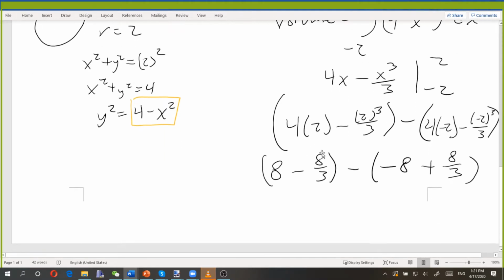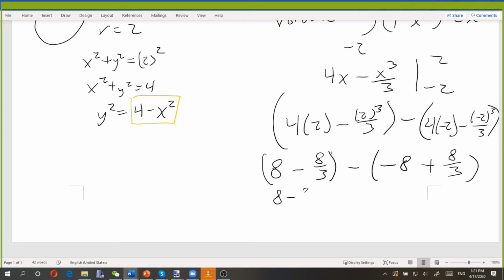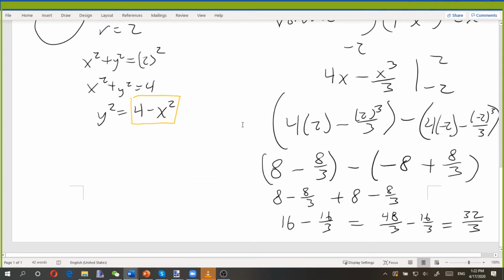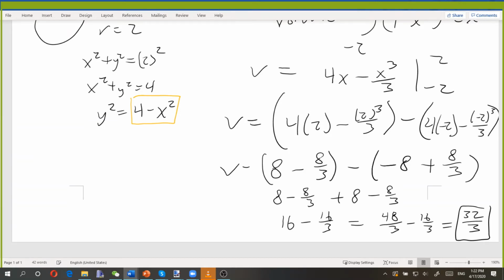Okay, we can then distribute. So this will be 8 minus 8/3 plus 8 minus 8/3, or 16 minus 16/3. 16 is 48/3 minus 16/3, which is 32 thirds. Or if you wanted to write it as a decimal, this would be 10 and 2 thirds, or 10.6 repeating. Okay, so our volume is 32 over 3.